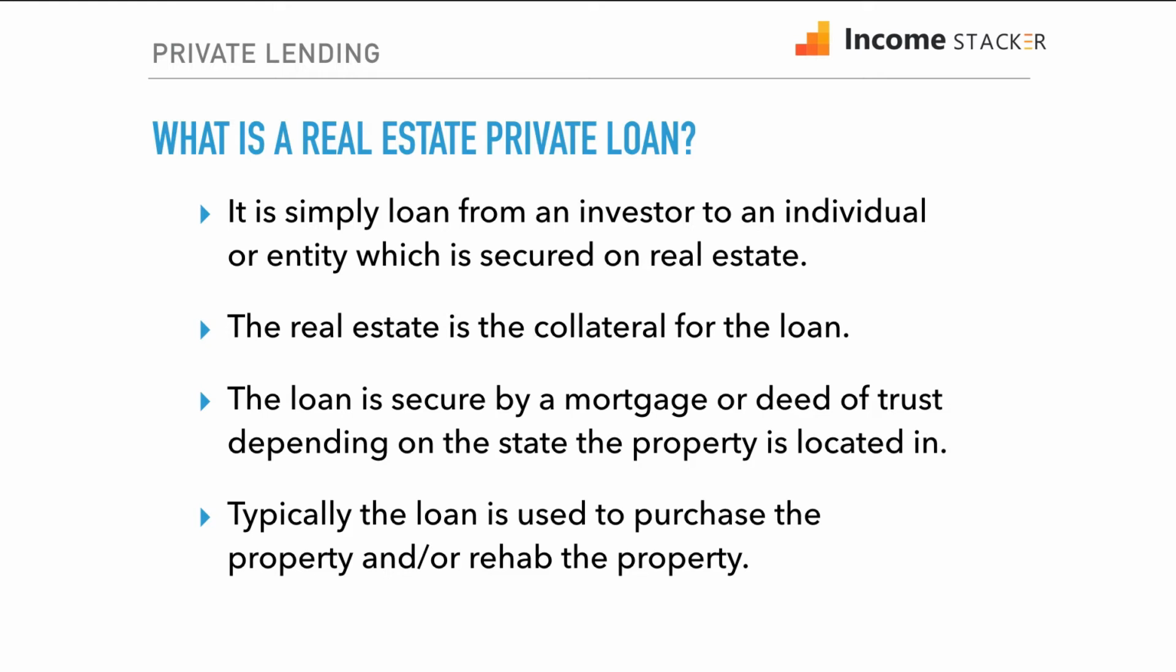For example, let's say you're in the state of Michigan. You're going to use a deed of trust. Let's say you're in the state of South Carolina. You're going to use a mortgage. So every state's different, but you definitely want to get a security instrument to make sure as a private lender you get your money back. Number 4 is typically the loan is used to purchase the property and/or rehab the property. So sometimes there's a loan just to purchase the property, and sometimes the rehab costs are part of the deal. And we're going to get into that in a second.